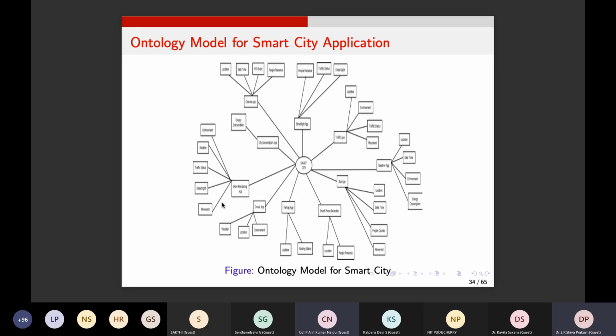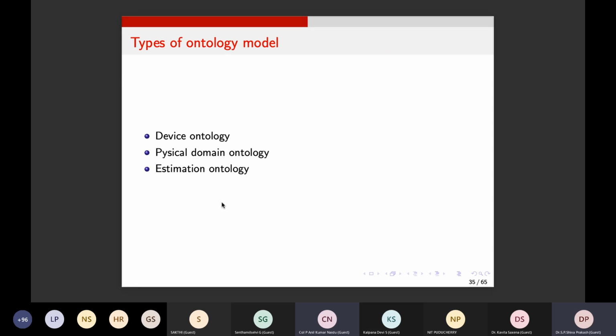Now, under this, there are basically three different types of ontological model. One is the device ontology, then the physical domain ontology, and the estimation ontology. So three different types of ontology. Now, what exactly is this device ontology?